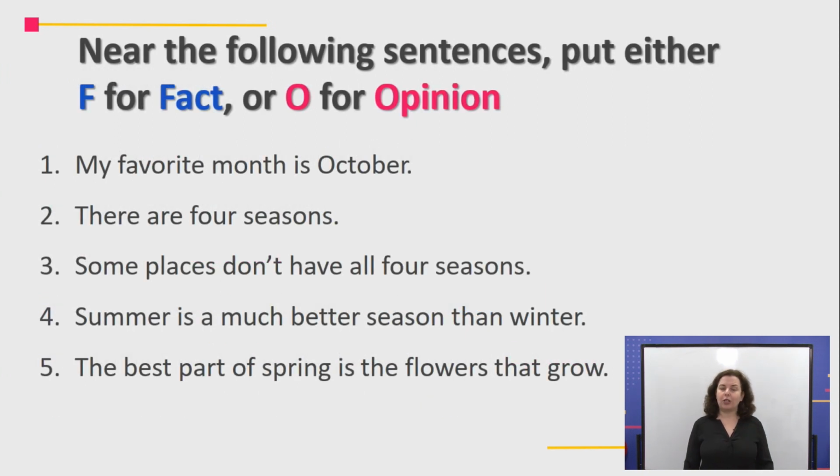Now, near the following sentence here, put either F for fact or O for opinion. A few more for your practice. I think it's good for you. Okay, let's look at these sentences first. Number 1, my favorite month is October. Look for the clue. Number 2, there are 4 seasons.